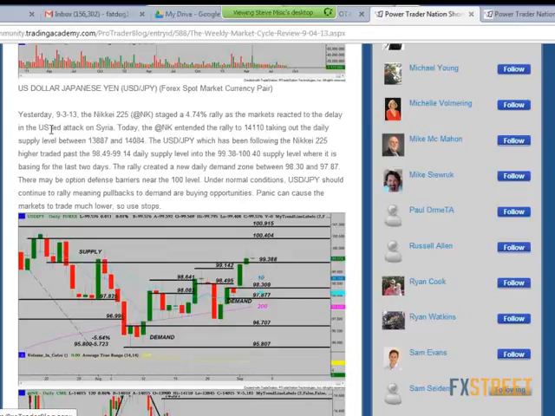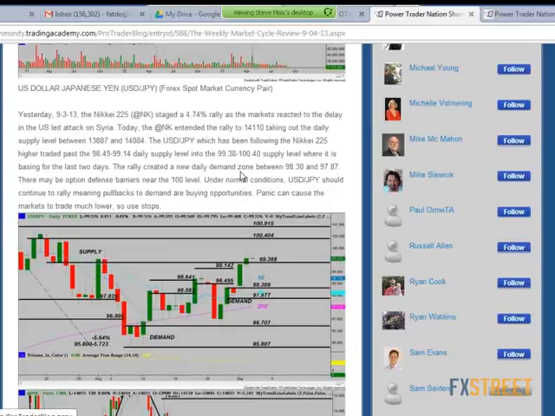And actually on 9/3/13, the Nikkei staged a 4.74% rally as the market reacted to the delayed news in the U.S.-led attack on Syria. Again, the Nikkei extended the rally to 11:10, taking out the daily supply levels between 13,887 and 14,084. And the dollar yen, which has been following the Nikkei higher, traded past the 98.49, 99.14 daily supply level and right into the 99.38, 140 supply level where it has been basing for 2 days.